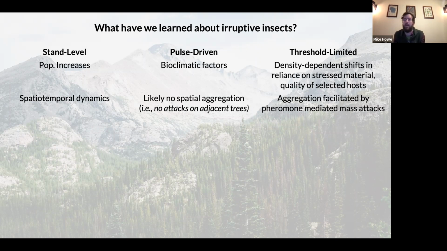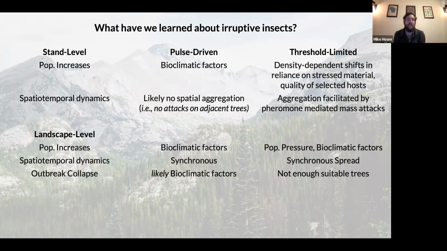And then in the threshold-limited insects, we see that aggregation is facilitated by pheromone-mediated mass attacks. And at the landscape level, we see that population increases are driven by bioclimatic factors for pulse-driven insects, and similarly for threshold limited, although we also see the strong effect of population pressure. For their spatiotemporal dynamics, we see synchronous activity, which hints at the underlying driver, which is likely bioclimatic factors. Whereas for threshold limited insects, we see this really strong effect of spread once these thresholds have been breached.